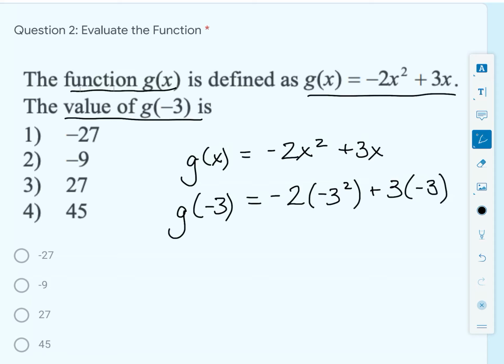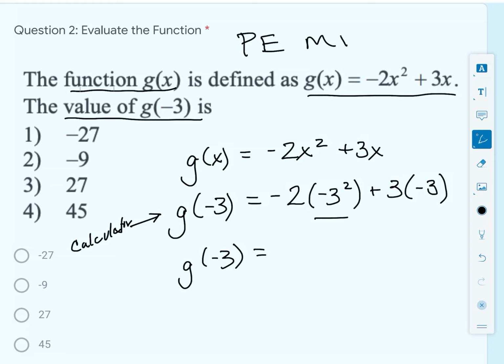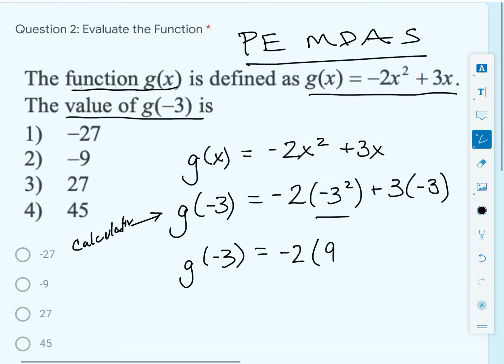And then I'll calculate. Again, at this stage, you can use your calculator. I'll do it all by hand. So when I substitute negative 3 in, I know I have to do my exponents first according to order of operations, where I take care of parentheses, exponents, then I multiply, divide, add, and subtract, PEMDAS. Therefore, negative 3 times negative 3, or negative 3 squared, is 9, plus 3 times negative 3.